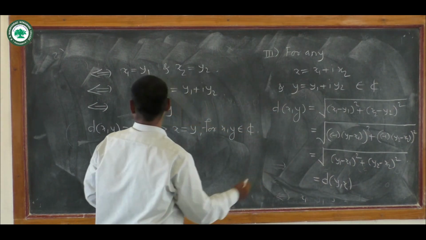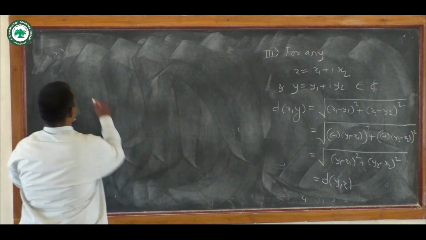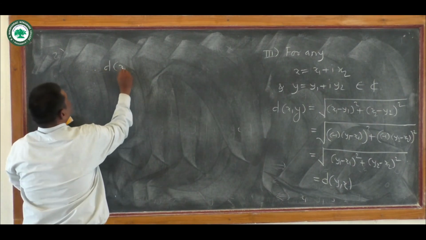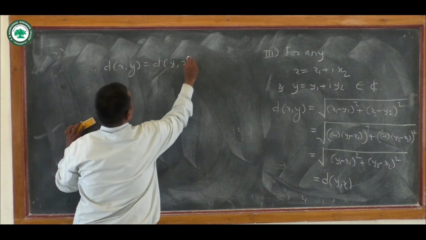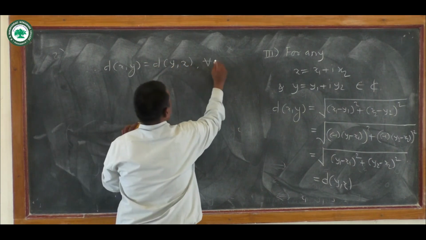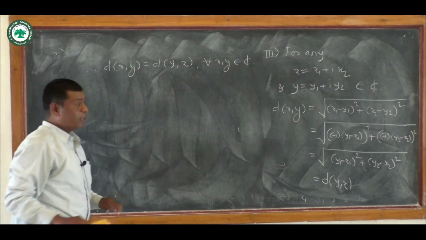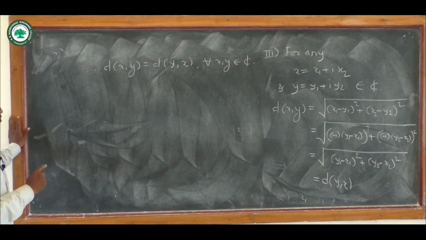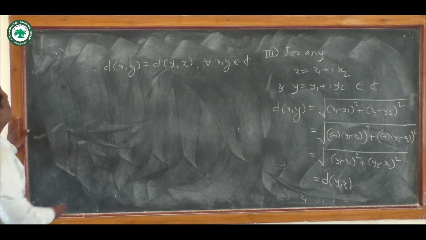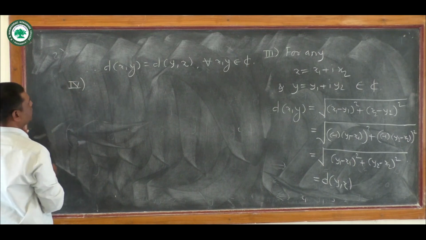Therefore we get the distance between x and y is equal to the distance between y and x, and this is true for all x and y belongs to C. This is the symmetry condition. It means that the symmetry condition is true for D. Now the next condition is the triangle inequality.